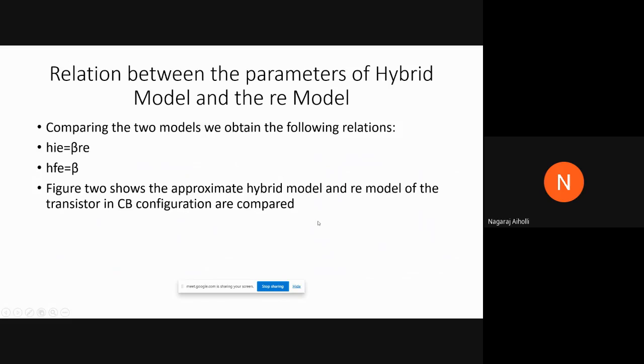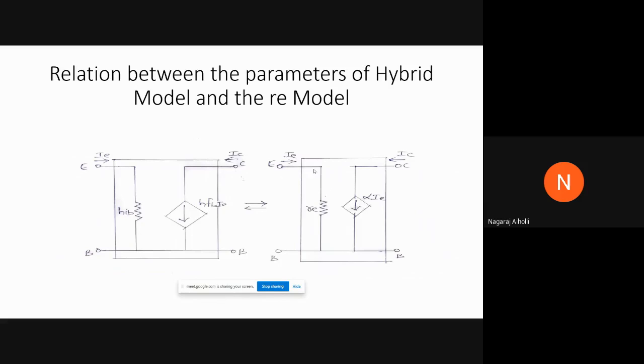Next figure shows the approximate hybrid model and RE model comparison for the common base configuration. Just now we saw it for the common emitter. Next one is the relation between parameters of the hybrid model of the common base configuration and the parameters of the RE model of the common base configuration. We have already studied all these models. I am just putting the figures side by side, right?